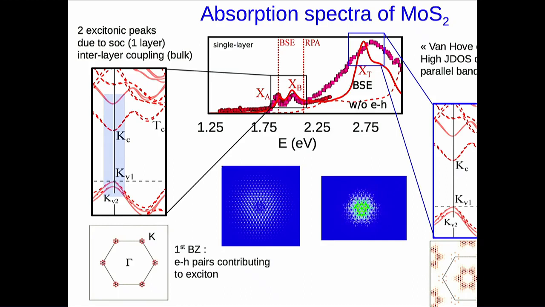Important is that we have the spin-orbit splitting, and that is why it was very important at the time that Davide Sangalli just happened to implement the Bethe-Salpeter equation for full spinorial wave functions, and that enabled us to do this calculation and separating the A and the B excitonic peak, which is typical for transition metal dichalcogenides.